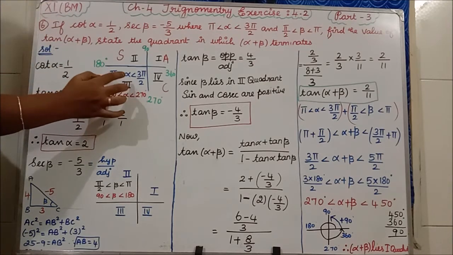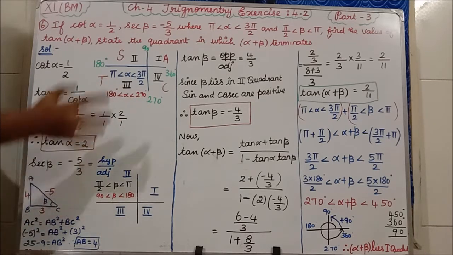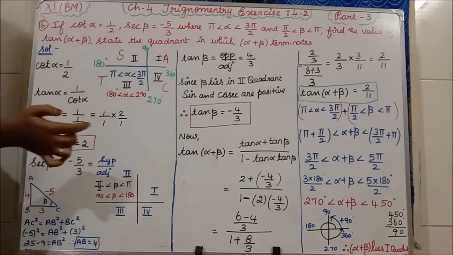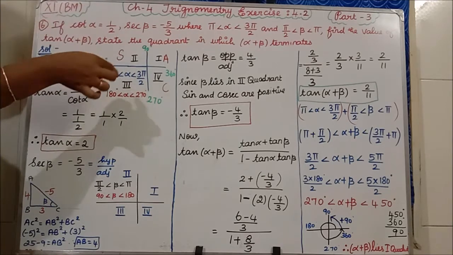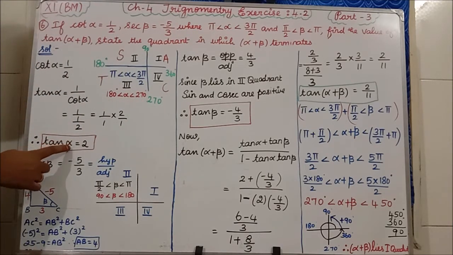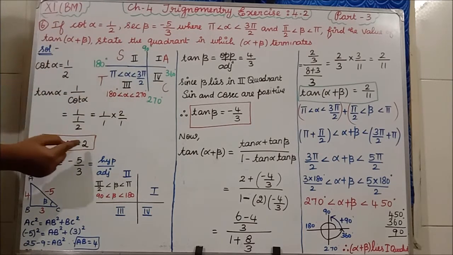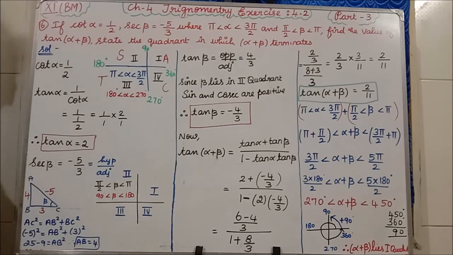So now if you see alpha ranging from 180 degree to 270 degree, it lies in the third quadrant. In the third quadrant, tan and cot are positive. Now see the question, we are having tan alpha. So alpha is lying in the third quadrant. In the third quadrant, tan is positive. So our answer is also positive too. So no change in that.